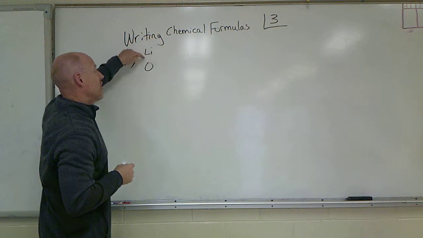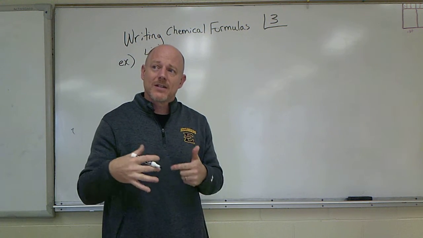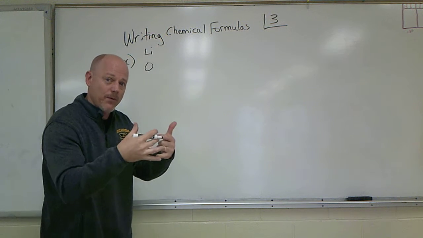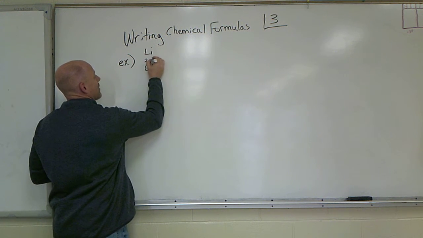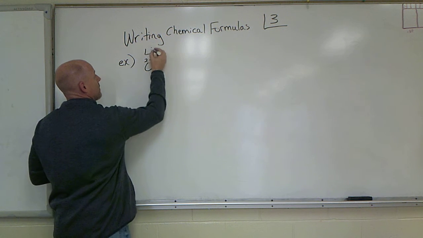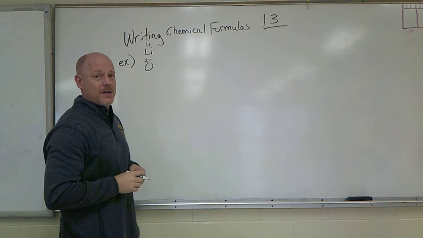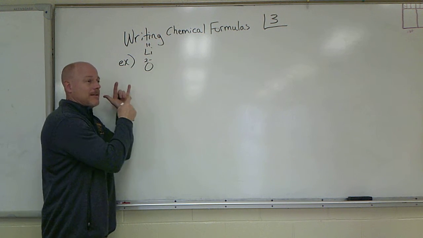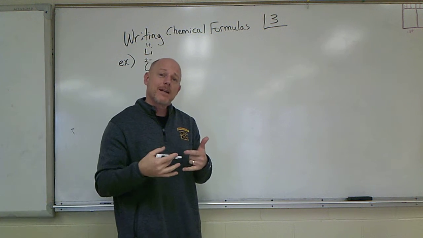Now, above each element, I'm going to give you the oxidation number. This simply means the likelihood that it's going to gain or lose an electron when it forms a bond with something. And I'll write the oxidation number above the element. Lithium is a 1+, and oxygen is a 2-. Okay, so your test question is going to look like this. Your job is to figure out what the correct formula is going to be once they combine together.